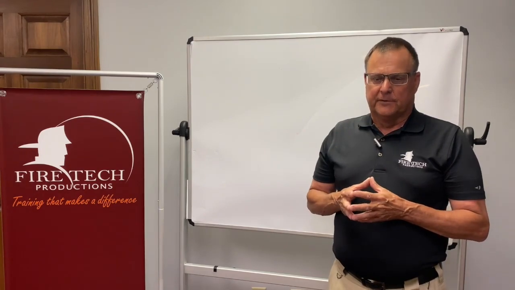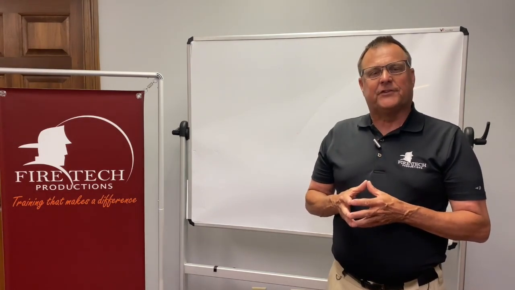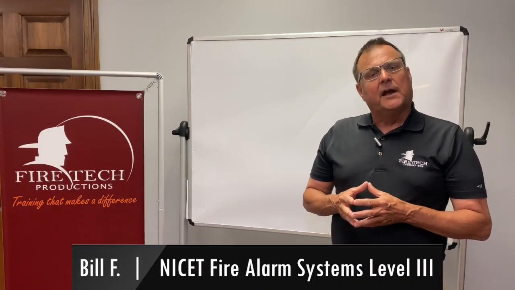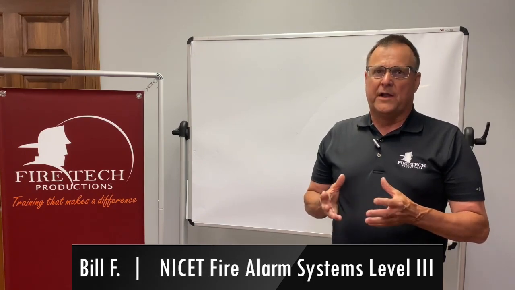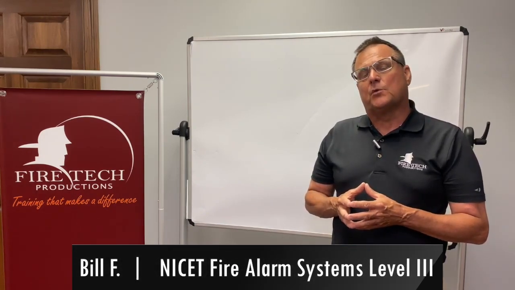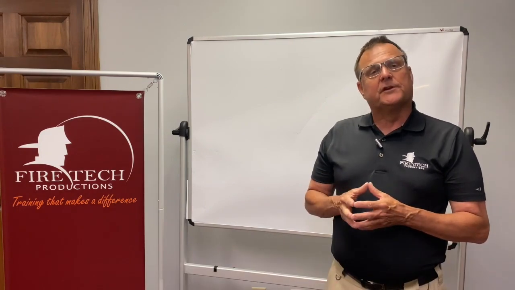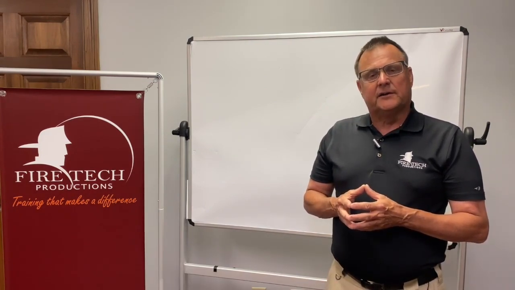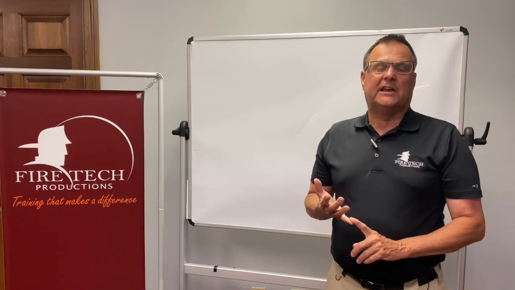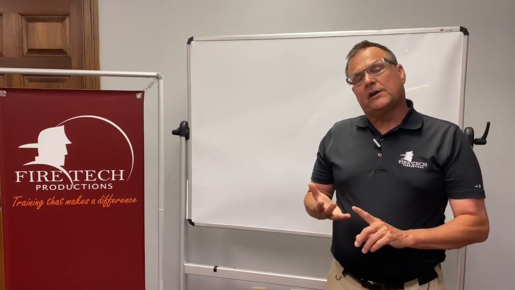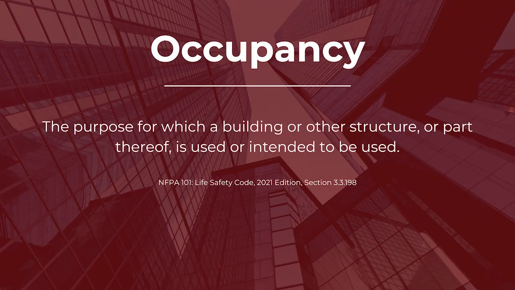A fire alarm and detection system is a critical life safety system of a building. The determining factors for when a fire alarm and detection system is required by the building code, for example, the International Building Code, is generally related to occupancy as the key. And when I say occupancy, is it a residential building? Is it a place of public assembly?